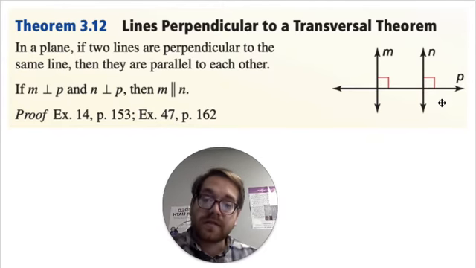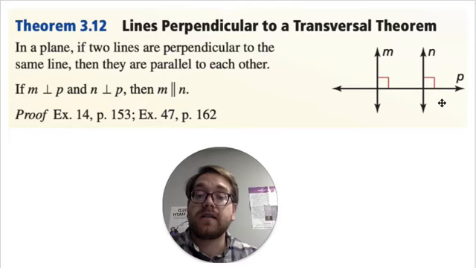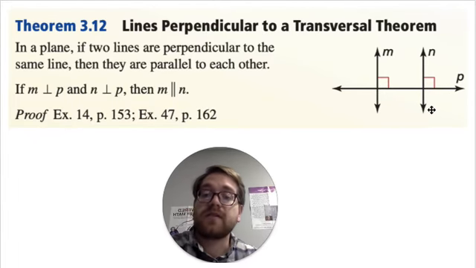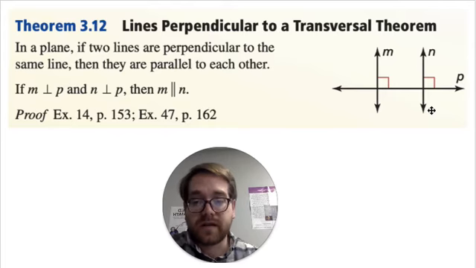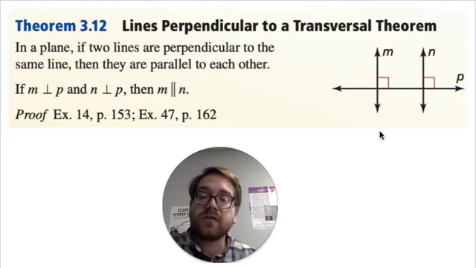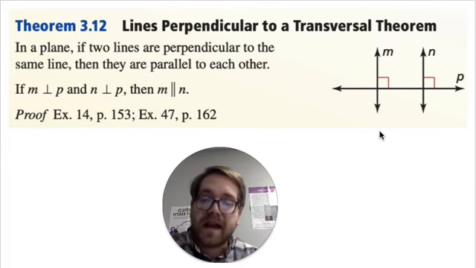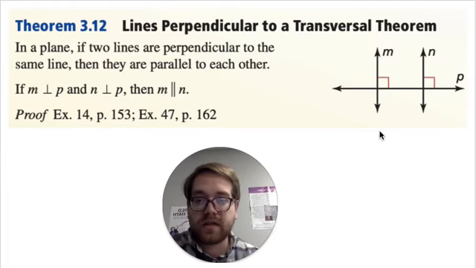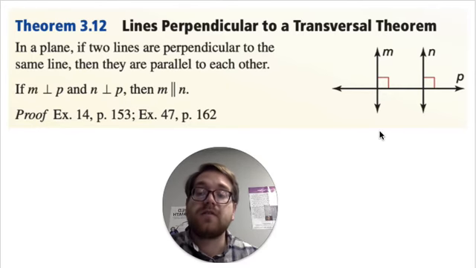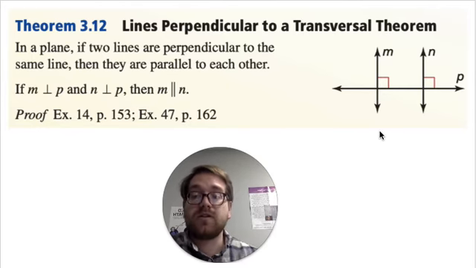The last one was saying that if one line is perpendicular to one of two parallel lines, then it's perpendicular to both. This one's saying if two lines are perpendicular to the same line, then those two lines are parallel to each other. You don't necessarily need to memorize all of these theorems, but you need to know where to access them in your notes to use them, because the main objective is to understand them and know when and how to use them.